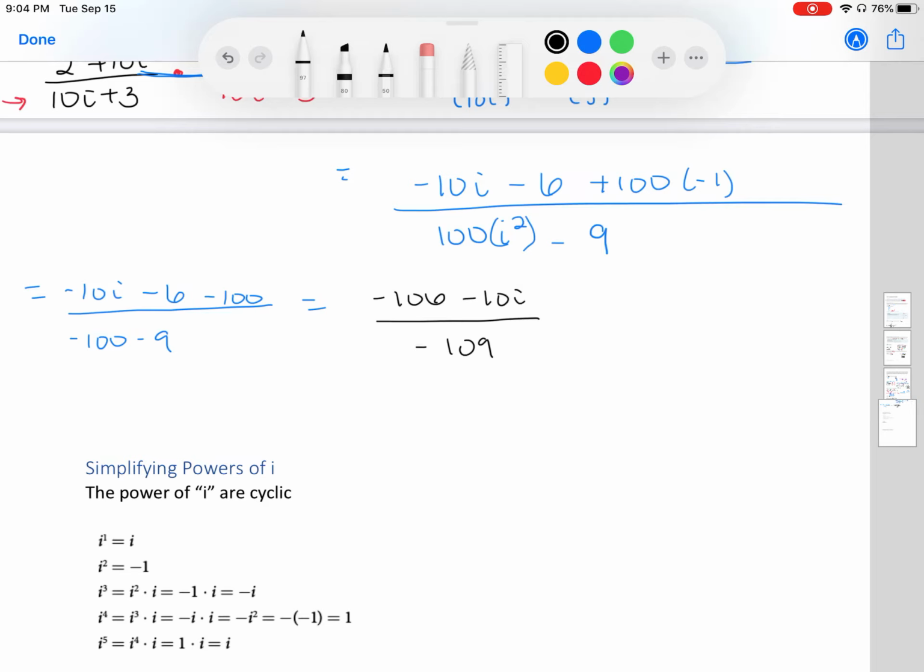Now, if we like to, we can go ahead and write it in standard form. Also, notice you can divide out a negative 1 from all of this. So this 109 is dividing both of the numerators, so that we have 106 divided by 109 plus 10 over 109i.